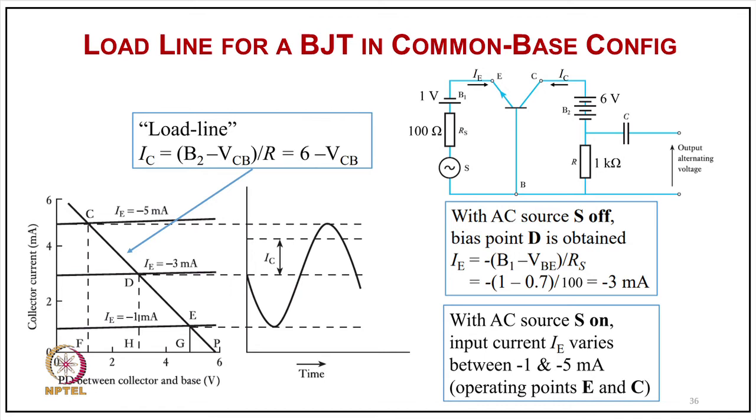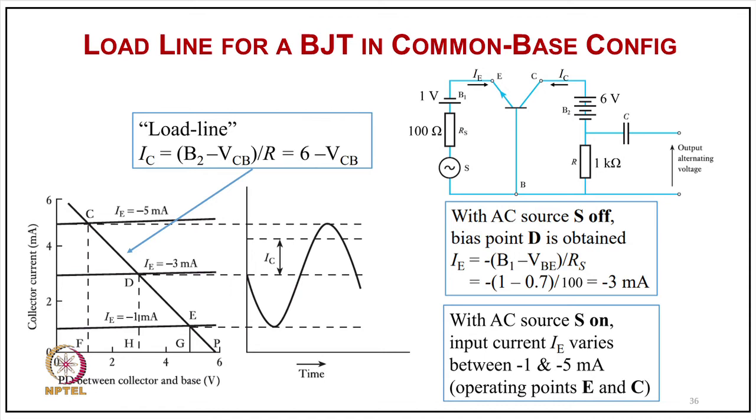So, this is the collector current and this is the voltage between your collector and base, and you are getting a different characteristic. Of course, when you apply the AC signal, you will find in the output also an amplified signal corresponding to this IC, typically the IC current, but the offset will go away because of this capacitor.